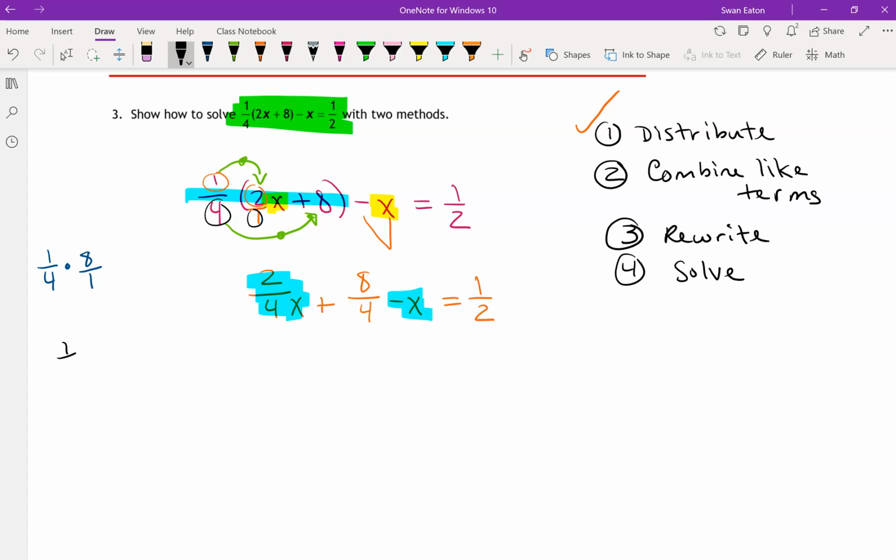So I'm going to do 1/2 x, and then I'm subtracting x, which I could say is 1/1 x, and we know that those are not like terms. Or they don't have the same denominator. So now I've got to find a common denominator.